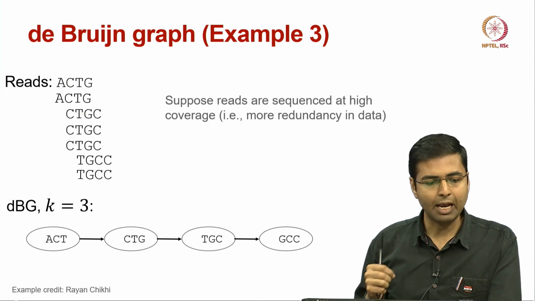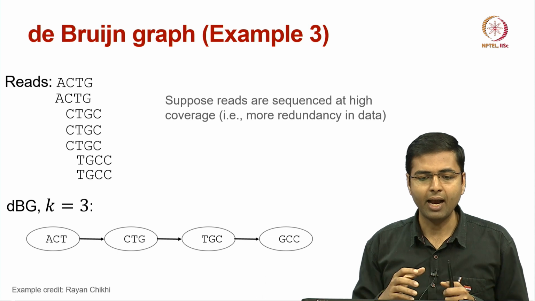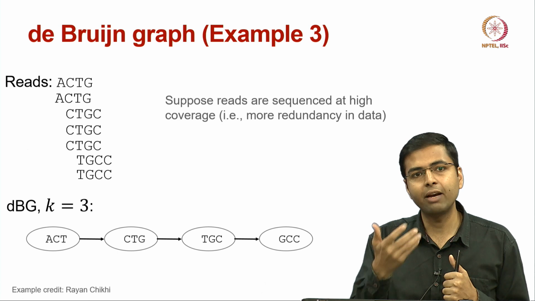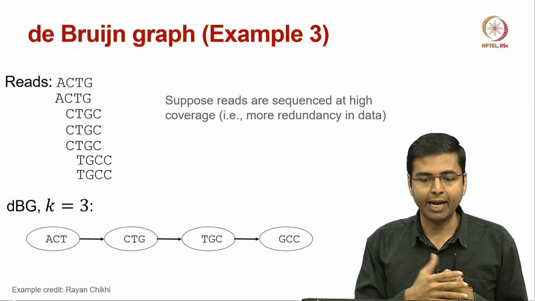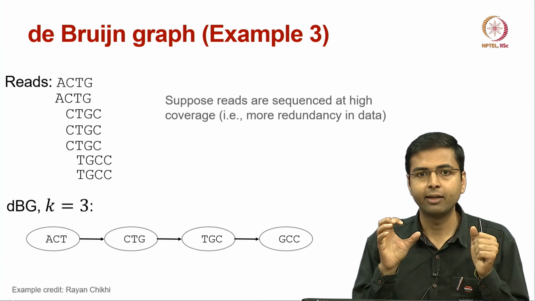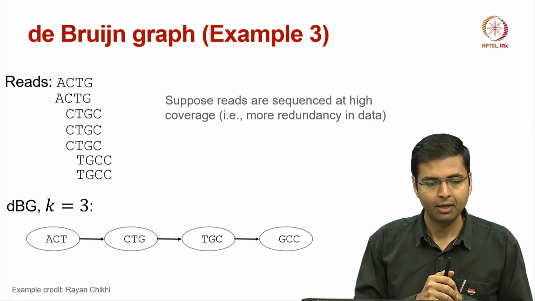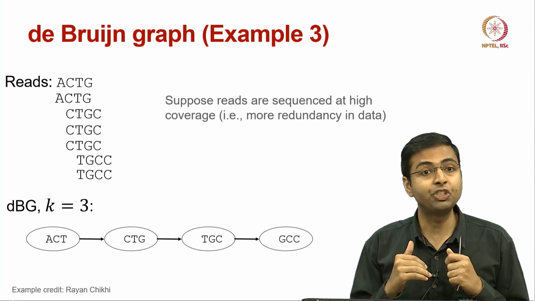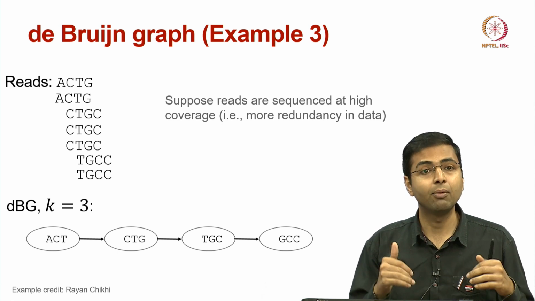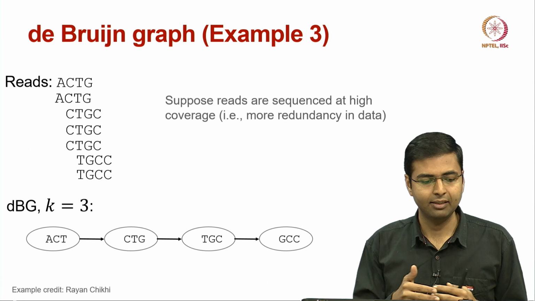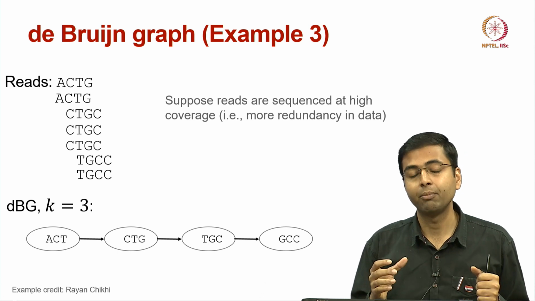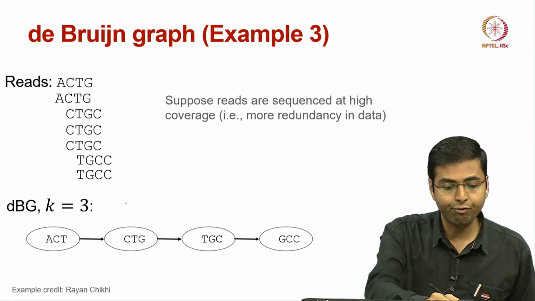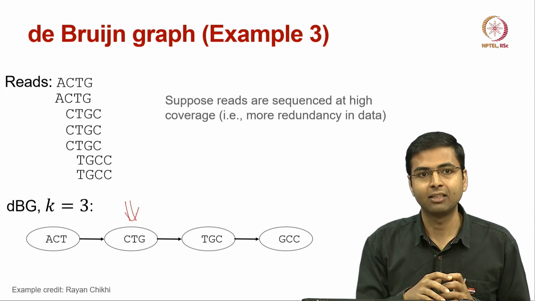Now, let us look at one more example here where we have sequenced reads at higher coverage. That is, we have sequenced every position in the genome multiple times and we have more redundancy in the data set. For this example, observe that the de Bruijn graph remains unchanged. Even if you add more redundancy in the data set the graph remains unchanged, because remember that the vertices are derived from the set of k-mers observed in the read set.